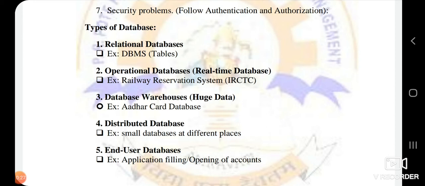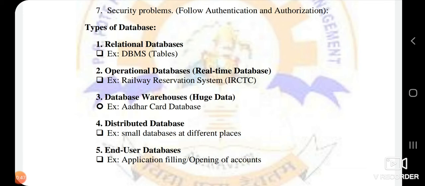Then distributed databases. So one data set is distributed at different centers. At different centers you can have different data. We have already seen an example for this. So these are the distributed databases. That is, there is one data set at the main server, but for the sake of convenience it is being distributed at certain different places.